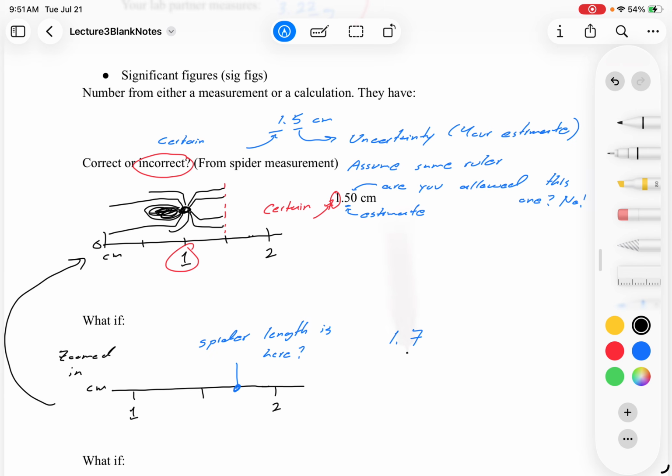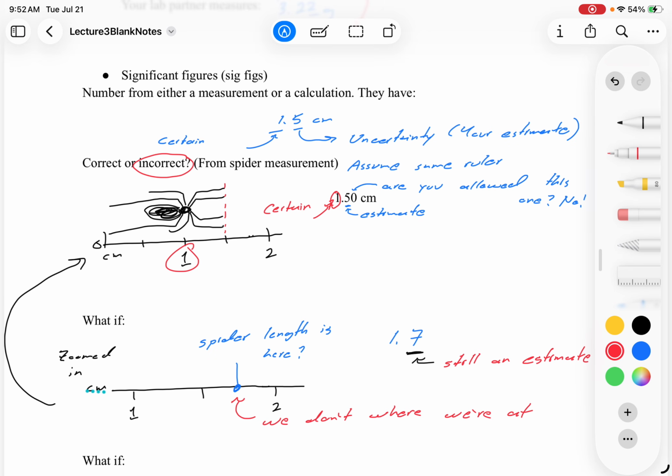But this is still going to be your estimate. This is still an estimate. That is still going to be your estimate because we are certain that yes, sure, it is 1 and we did pass the halfway point. But we landed somewhere where we don't really know where we're at. So that is why 7 is still going to be your estimate.